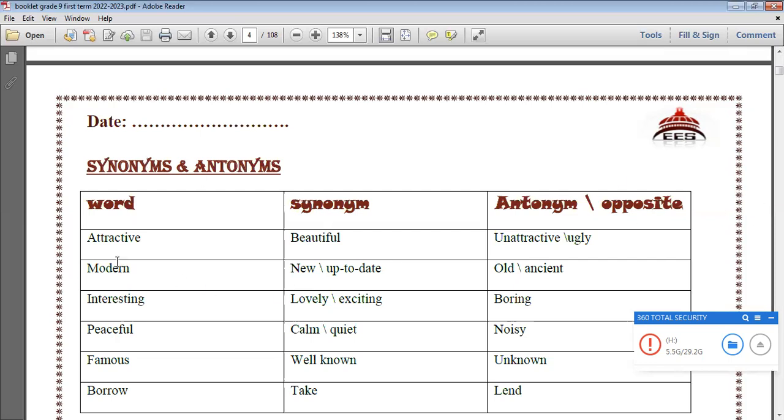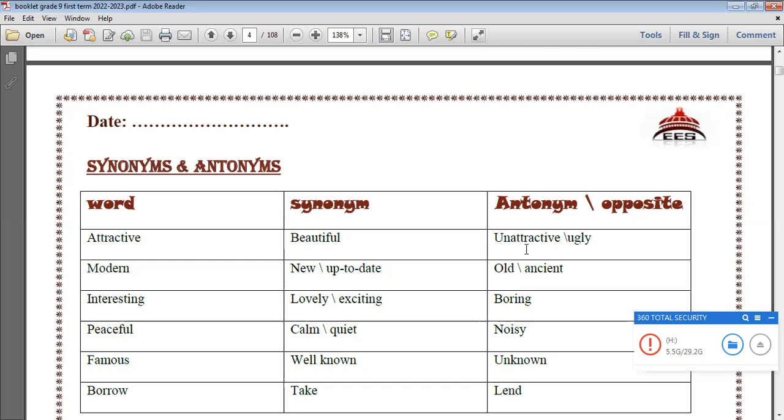So what is the word attractive? What's the synonym of attractive? It's beautiful. And what's the antonym? What's the opposite? It's unattractive and ugly. We have then the word modern. What does modern mean? Means new and up to date. What's the antonym of modern? Old and ancient.